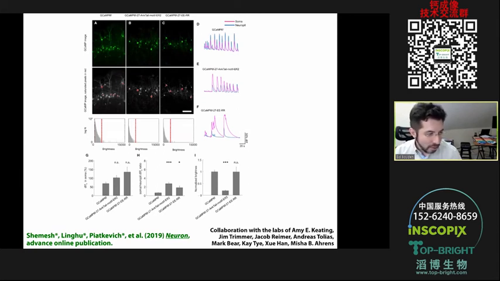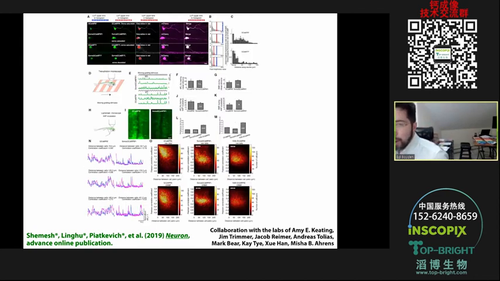So what does it look like? Well, working with Misha Ahrens' group, we expressed this in larval zebrafish. And I know this is sort of a crowded slide, but if you just focus on the lower left and lower right-hand corners, panel N and panel O, what we decided to measure was a one-photon microscope method, which are, of course, very popular for calcium imaging because they're less expensive and faster than two-photon methods.